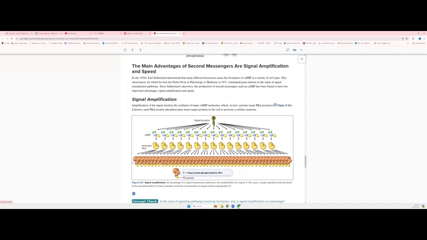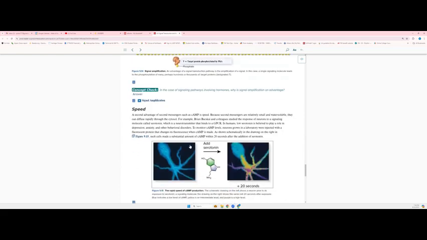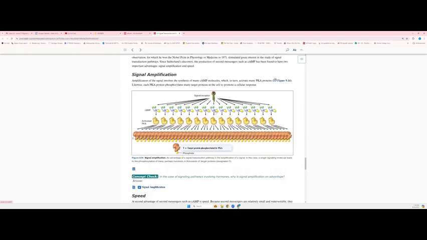Only these individual, separately dissociated yellow ones can activate the enzymes to phosphorylate more and more proteins, right? If more and more proteins are phosphorylated, it should generate more and more signals for cellular response. So this is a good example of cAMP signal amplification.